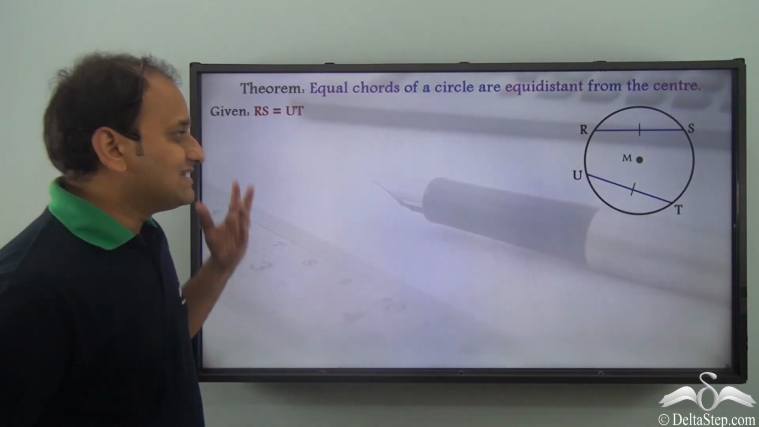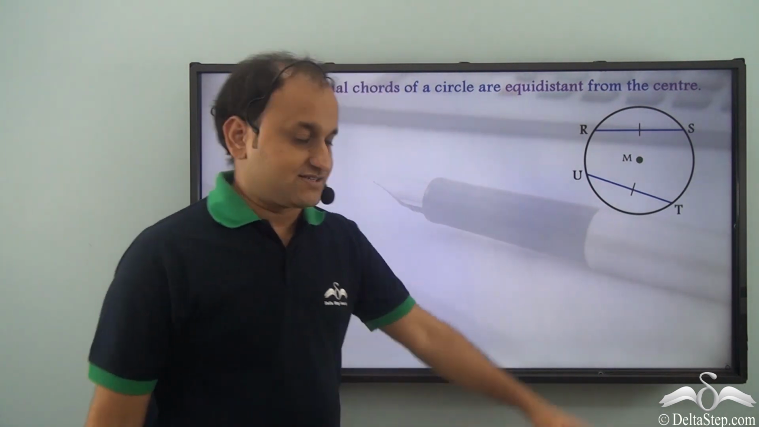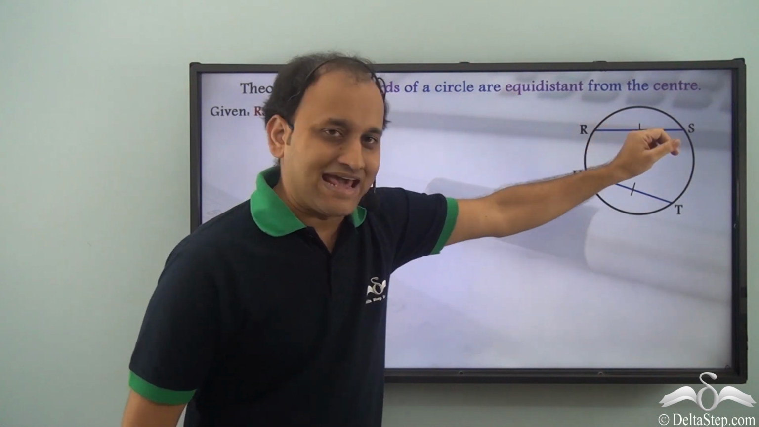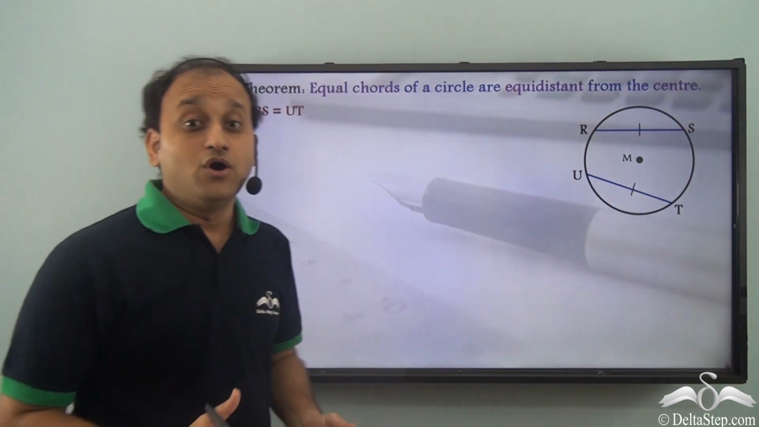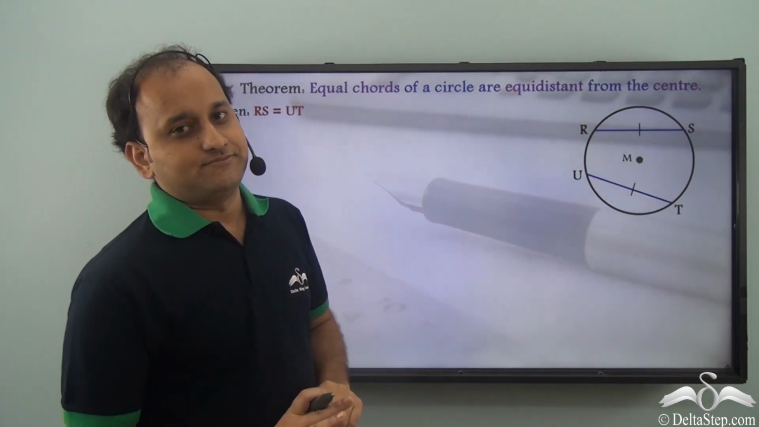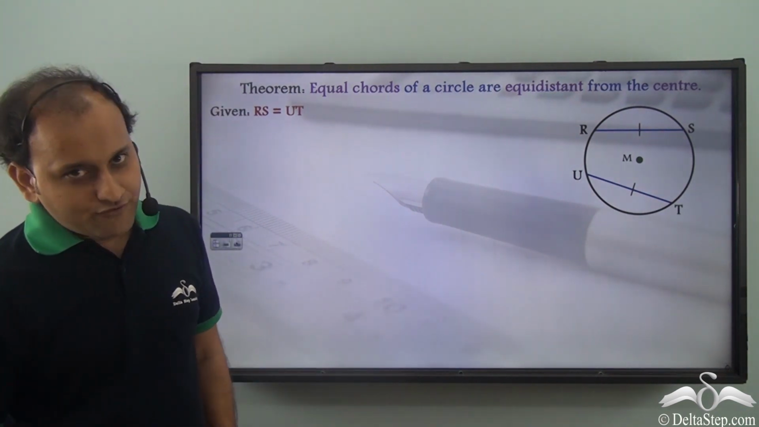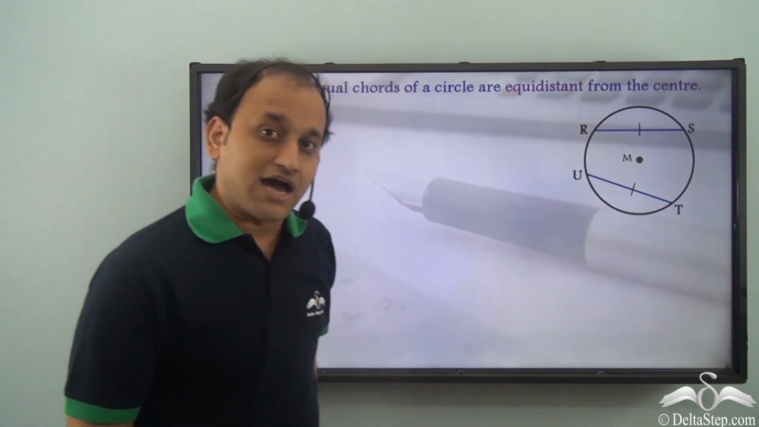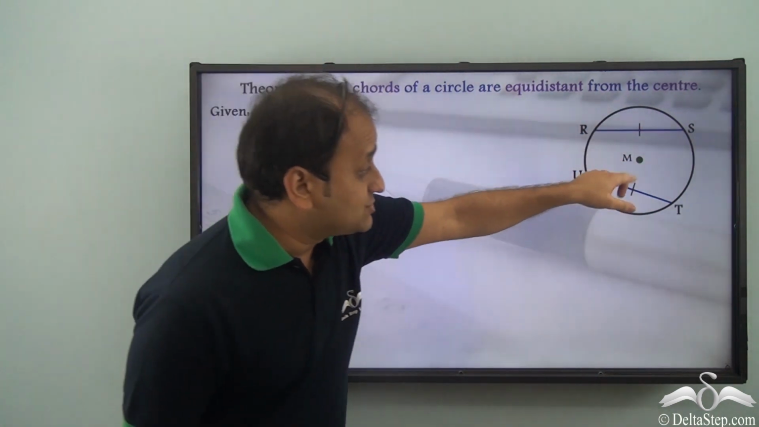So first of all, let's understand what is given in our case. We have a circle and we have two chords, UT and RS. Both the chords are equal. And what we need to prove? We need to prove that both these chords are equidistant from center M.